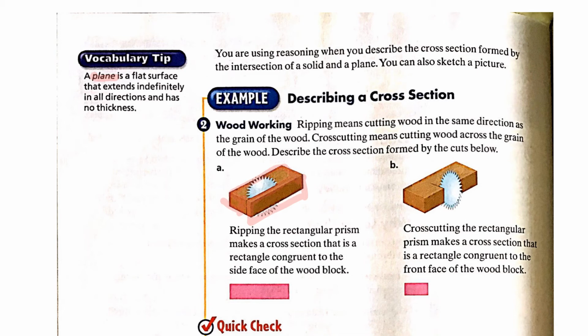B, cross-cutting the rectangular prism makes a cross-section that is a rectangle congruent to the front face of the wood block. So here's the front face. And sorry, down here is what it should be marked up as.